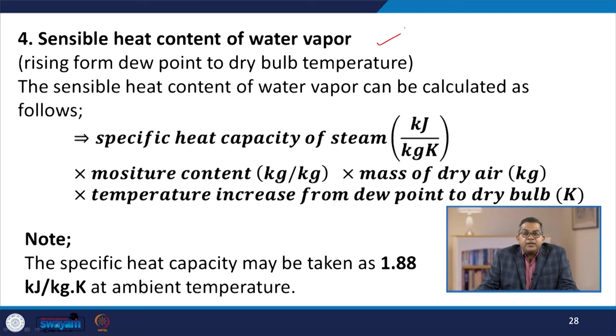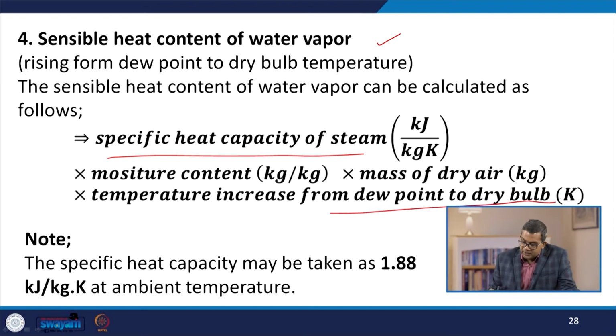Then the sensible heat content of water vapor, rising from dew point to dry bulb temperature, can be calculated as the specific heat capacity of the steam in kilojoule per kilogram Kelvin, into moisture content, into mass of dry air in kilogram, into the temperature increase from dew point to dry bulb temperature in Kelvin. The specific heat capacity may be taken as 1.88 kilojoule per kilogram Kelvin at ambient temperature.